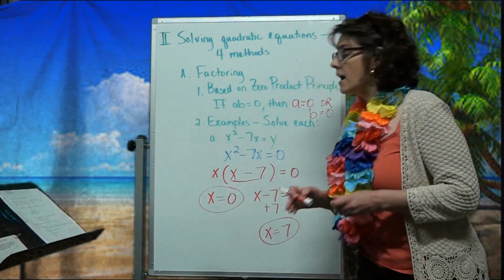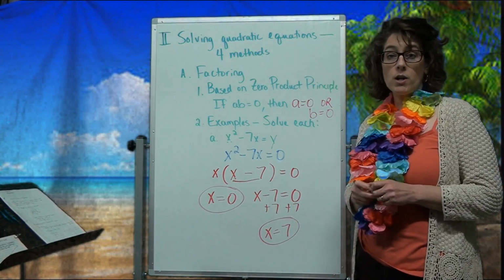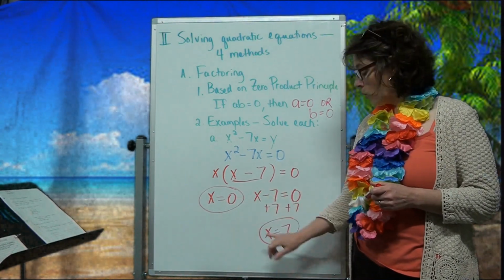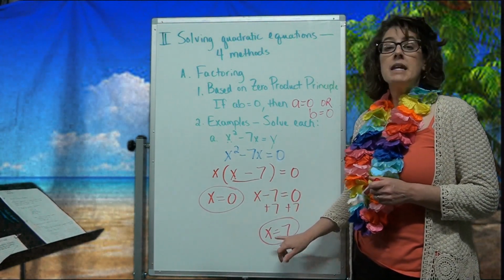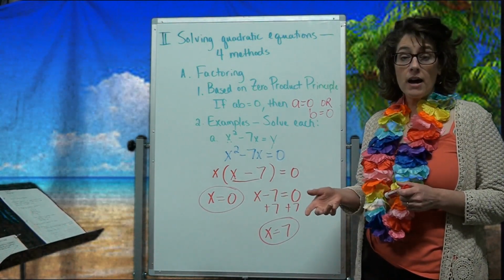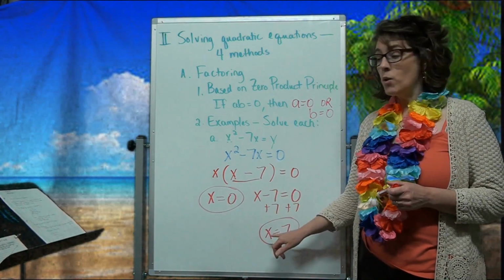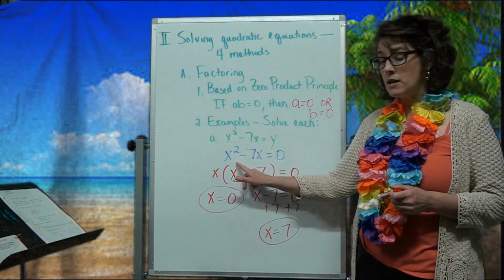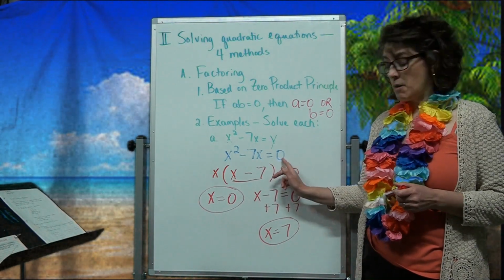So that means that I have 2 solutions to this quadratic equation. Either the x could be 0 or the x could be 7. Now you know that in order to check that, I should be able to take either one of these, pop them back in here, do the order of operations and come up with a 0.